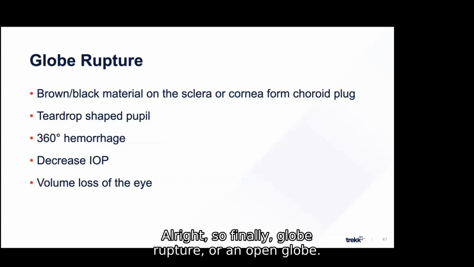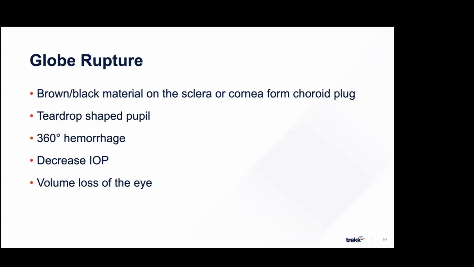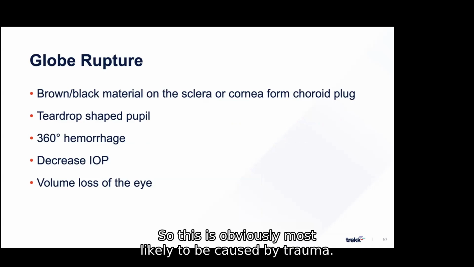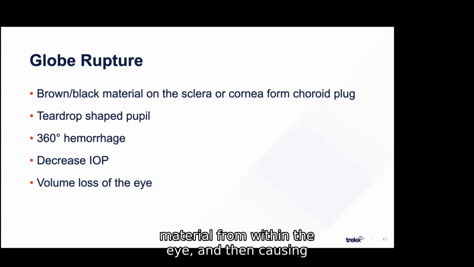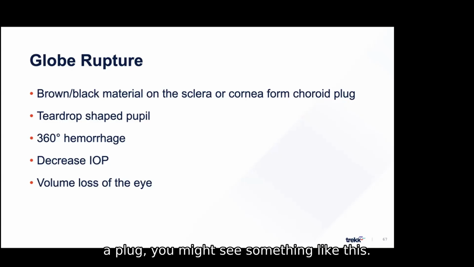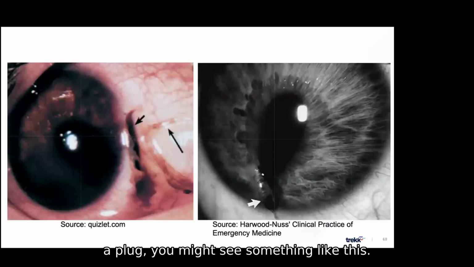All right, so finally, globe rupture or an open globe. This is most likely caused by trauma. You might see brown or black material on the sclera or cornea from a choroid plug, from leaking material from within the eye causing a plug. You might see something like this.